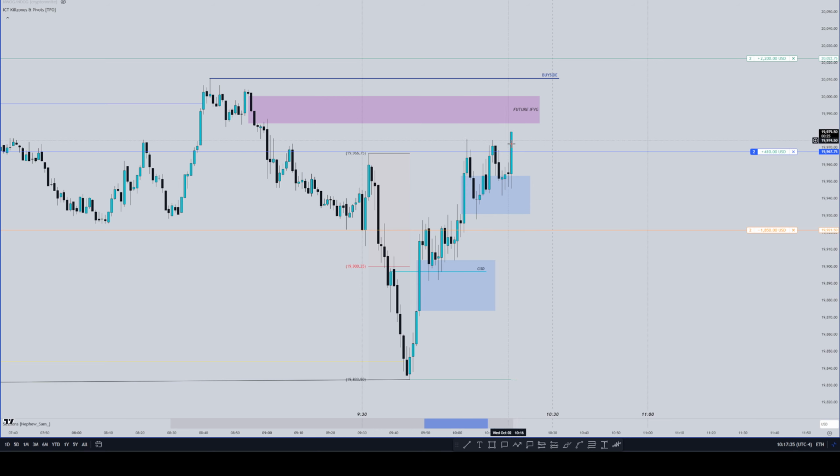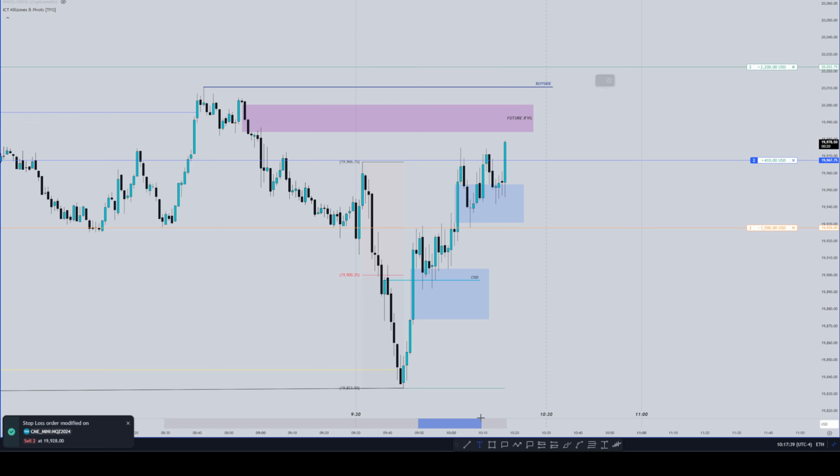Okay, so we just took out that short-term high. This is where I would trim stop to this low. Okay, so this should be an intermediate term low.